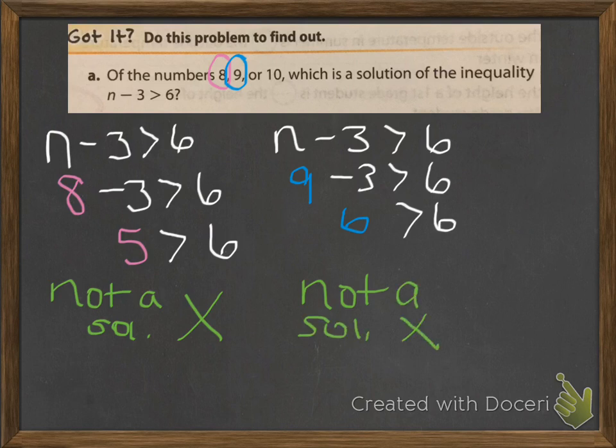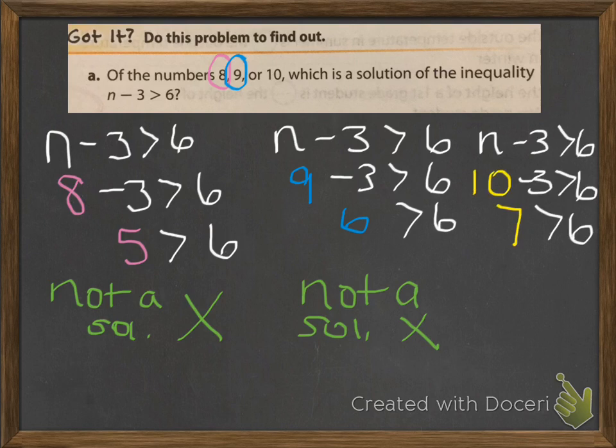And let's go on to the last one. Okay, as you can see here, we went ahead and finished. 10 minus 3 is 7. 7 is greater than 6. And 7 is in fact greater than 6. So this is a solution, check. So we would say that 10, let's go ahead and write that here. 10 is a solution.